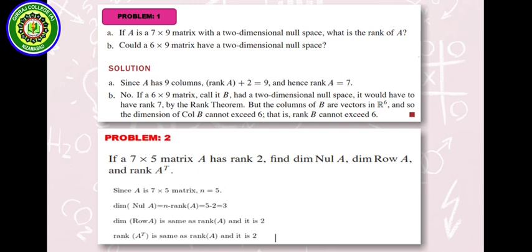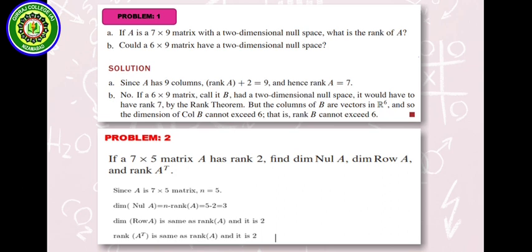Now one problem. If A is a 7 by n matrix with a two-dimensional null space, what is the rank of A? Since A has n columns, rank A plus 2 equals n, hence rank A equals 9 minus 2, which is 7.